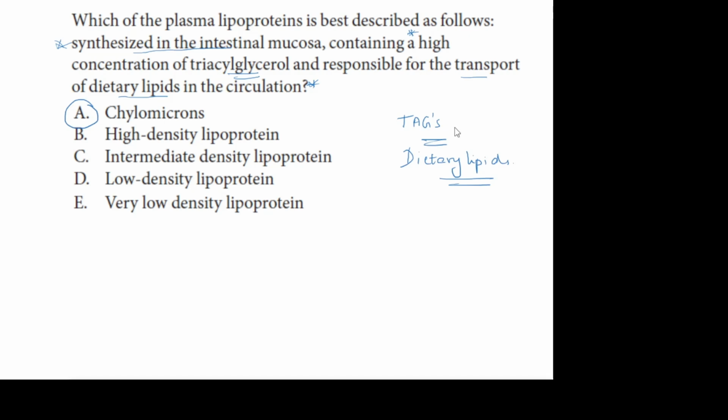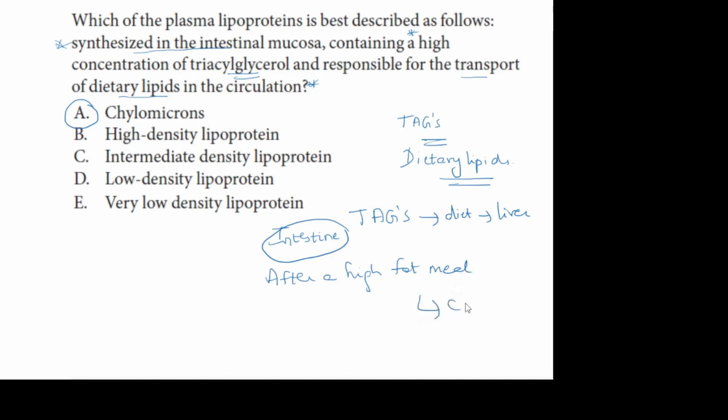Chylomicrons are transport carriers of lipids in the blood, which will carry all the triacylglycerols present in the diet to the liver. So because it needs to carry something from the diet, it is synthesized in the intestine. And you know something about chylomicrons? After a high fat meal, once you take a high fat rich meal, your chylomicrons will be elevated in the blood sample.